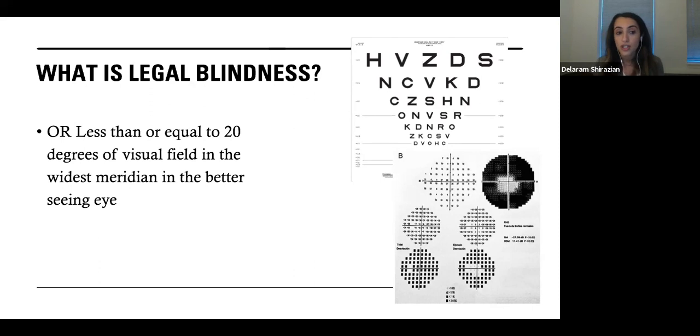So this definition is less than or equal to 20 degrees of visual field in the widest meridian in the better seeing eye. So you would, of course, without the proper test, have no idea how many degrees of visual field you have. So the legal blindness criteria is something that we can evaluate you for in the low vision examination. Your regular eye care provider, if they do the right testing, may also be able to tell you if you may be eligible for this as well.